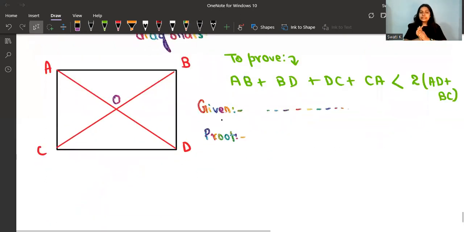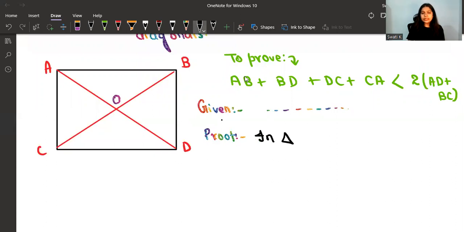Here you can see that 4 triangles are being formed. So let's start with the first triangle, which is triangle OCD. In triangle OCD, I'm going to use the property that we have already proved: in a triangle, the sum of 2 sides is always greater than the third side. So in triangle OCD, the sum OC plus OD has to be greater than CD.